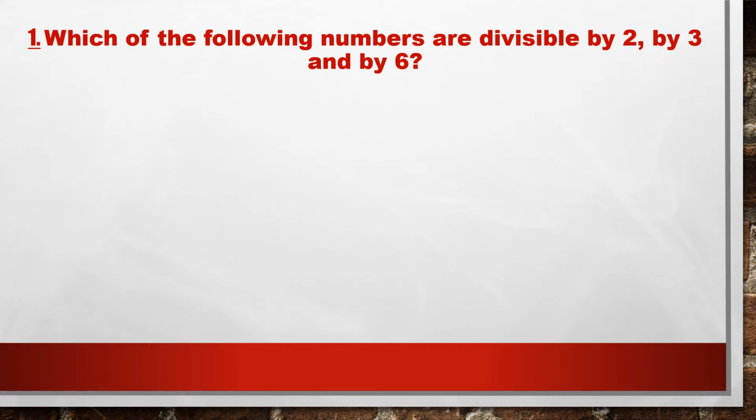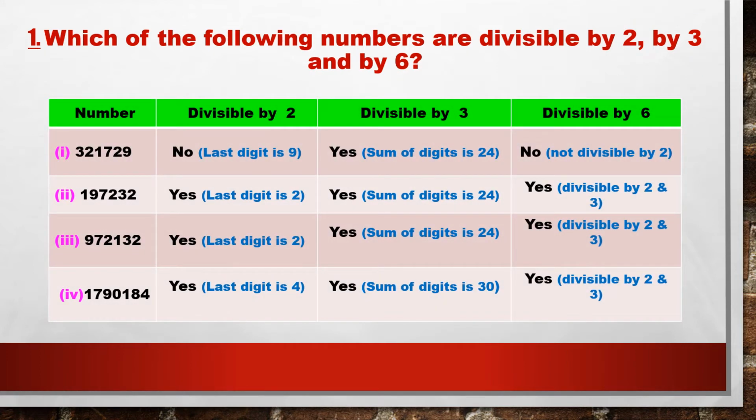So here is your first question. 321729. For 2, you should see the last digit. It is 9, so it is not divisible. For 3, the sum of the digits should be divisible, so the sum of the digits is 24. It is divisible by 3, so it is yes. Here we got no, it is not divisible by 2, but it is divisible by 3, so it is not divisible by 6.